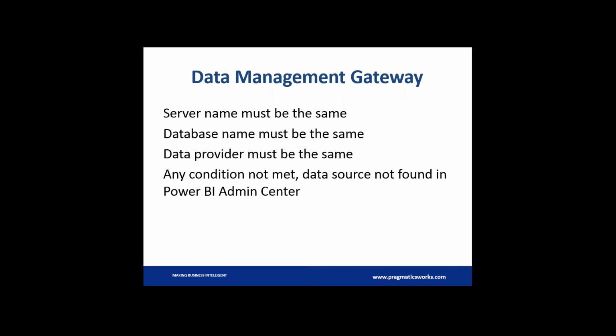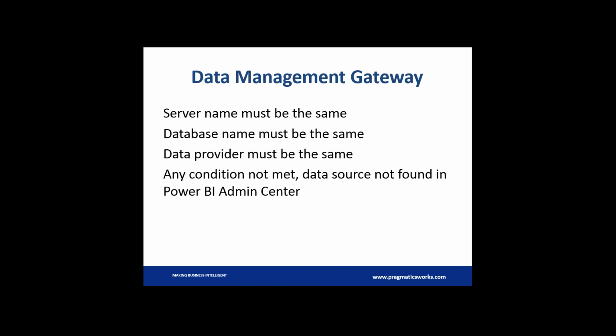So the server name has to be the same, the database has to be the same, and the provider has to be the same. That means if I set up a connection and I tell it that I want to connect to a SQL server on my computer using the SQL Native Client version 11.0, I have to define that as the SQL Native Client 11.0 both inside my Power Pivot workbook as well as inside the Data Management Gateway. Okay. So if any of those three options are not present, then it will not be able to find the data source inside of the admin center.